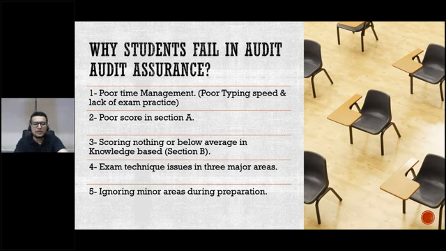The second last reason for failure is that exam technique is a major problem for most students, but we tried to address the exam technique of topic number 1. I really hope you are now confident with respect to audit risk, and at the end of today's session you will be confident with respect to major topic number 2, which is internal controls. The last reason is that students tend to ignore the minor areas during their preparation. We are not going to ignore minor areas; we are going to invest a complete 5th day on them.